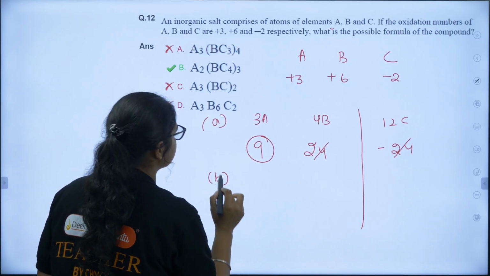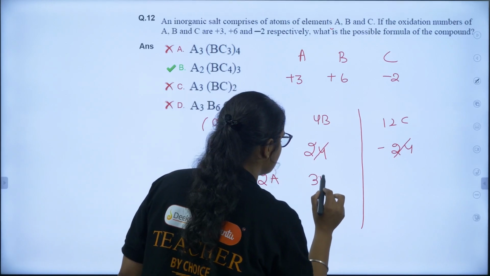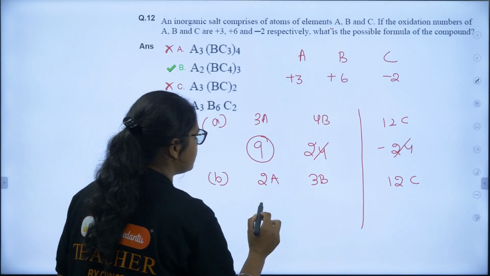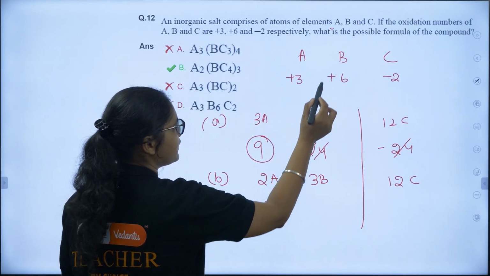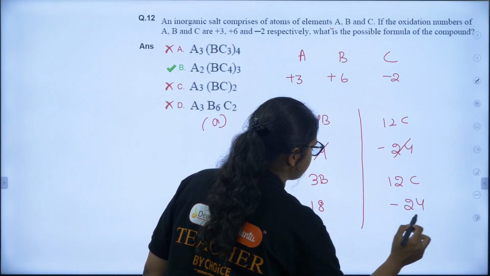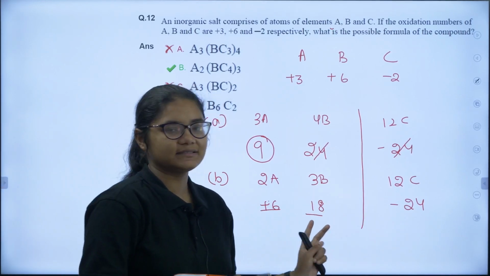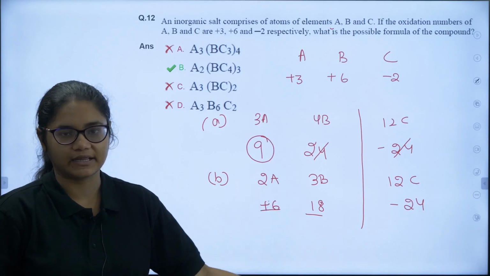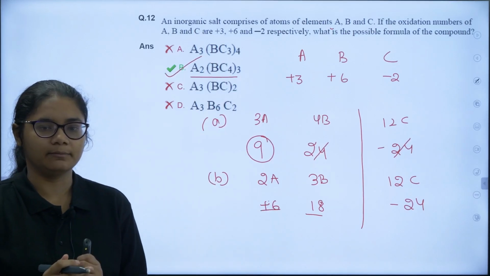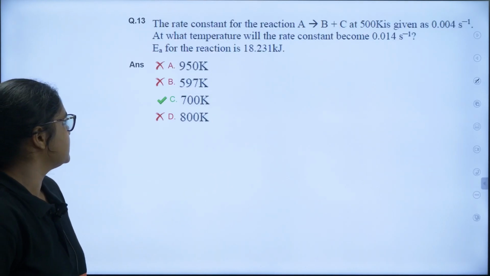Now if you check for the second option, similarly we have 2A, okay, and we have 3B and we have 12C. So now if you see, +3 is there, 2 into +3 that will be +6. Then we have 3 into 6 that is 18. Now 12 into -2 that is -24. So 18 and +6 is +24 and this one is -24. So now this one is balancing the positive charge and negative charge. So this can be the correct formula. So the correct answer for this question will be option number B. Okay. So let us see the next question.